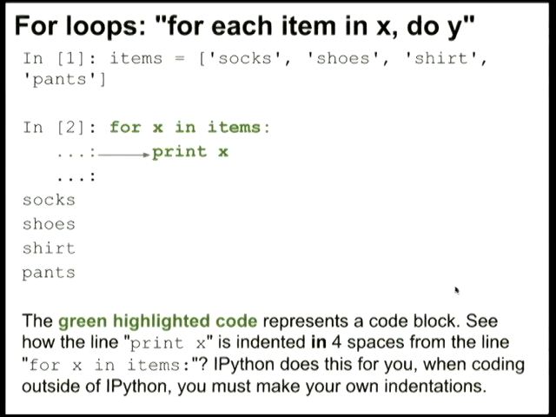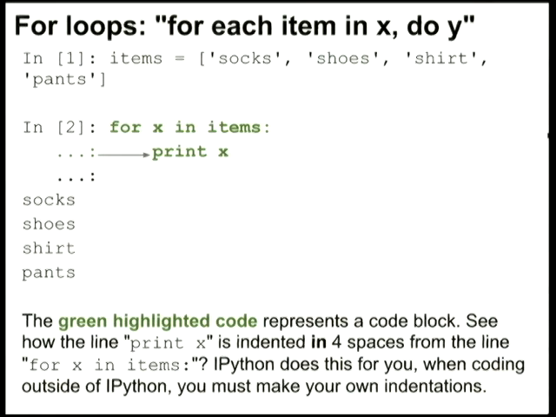And notice how the print x is indented. It's 4 spaces, I promise. Indented 4 spaces from the parent, right? So this is a small block of code. Once I am done with my for loop, right?